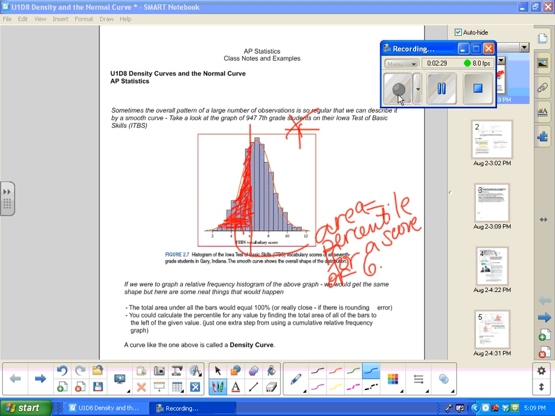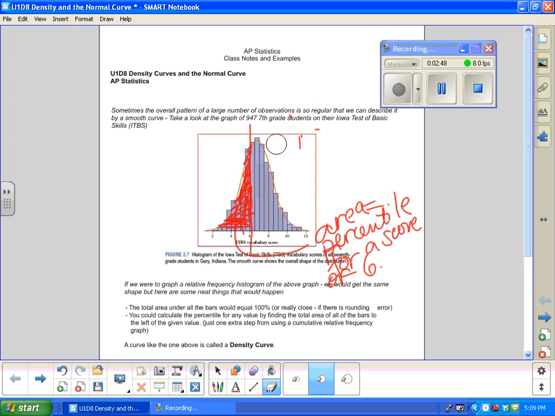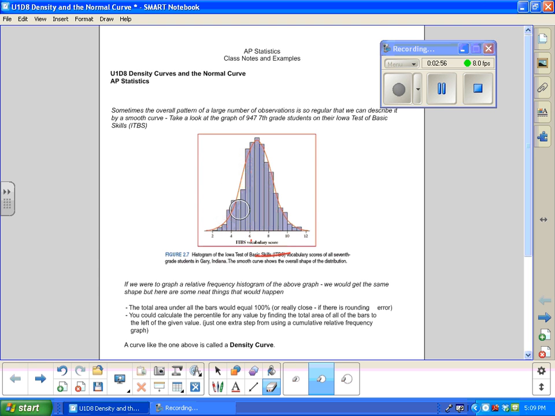Okay, sorry. So what we have here is what's called a density curve. A density curve is a curve that approximates a relative frequency histogram. See if I can do this fancy trick. Close. And it didn't work. Okay, so a density curve is like this curve right here, where it gives an approximation for a distribution.